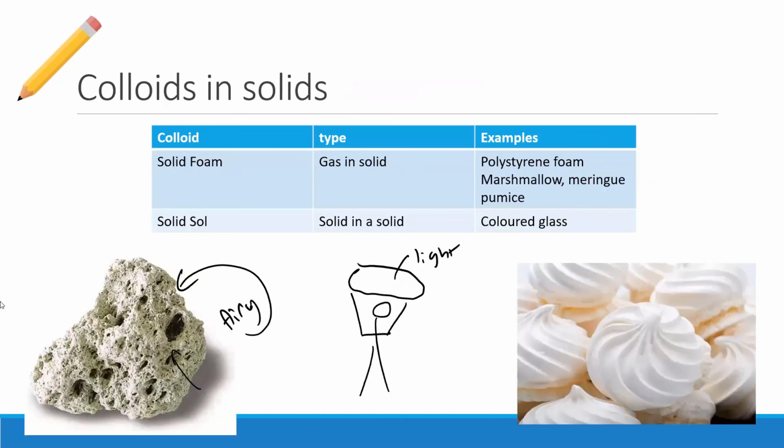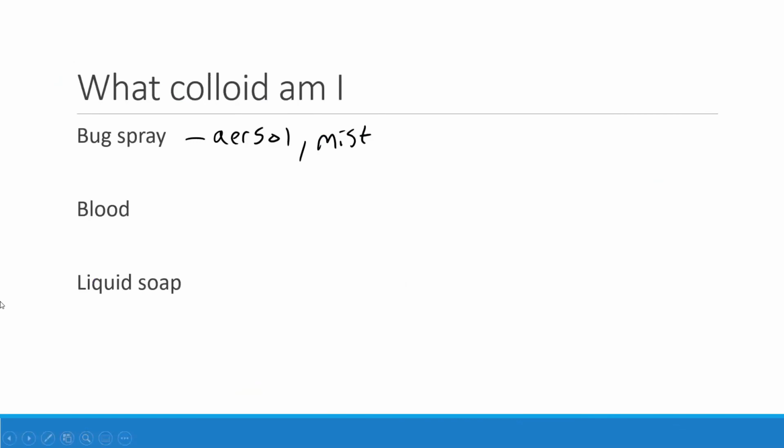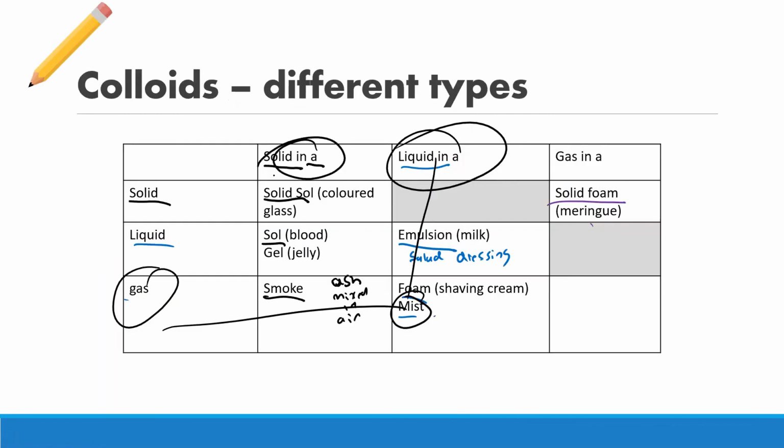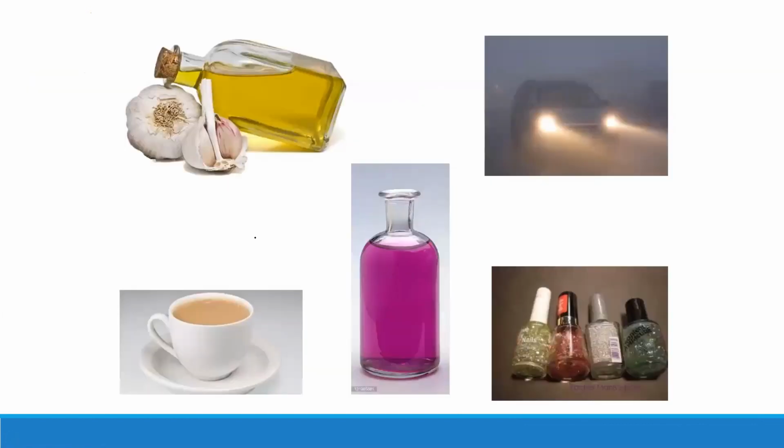So what would blood be? What type of colloid is blood? A liquid in a solid? Yep, that's correct. That is called a sol. You are correct. It is just called a sol because it is a liquid and a solid, specifically a solid in a liquid. That's how you get to sol.